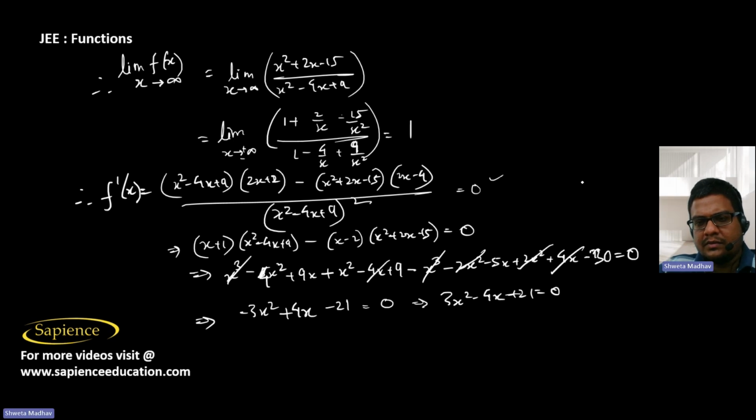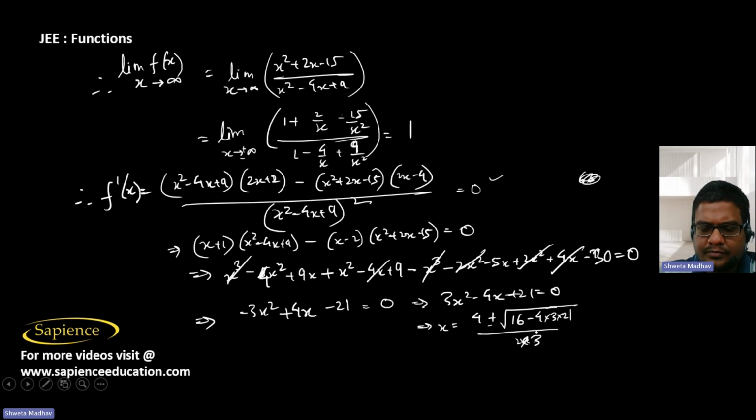So 3 into 21, that is 63. So x will be equal to minus b plus or minus square root of b square minus 4ac by 2a. Now b square minus 4ac, that is negative, so it has no real roots.